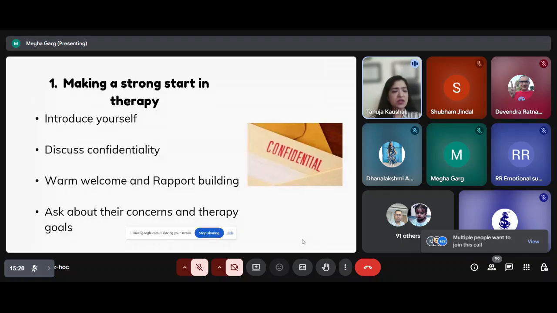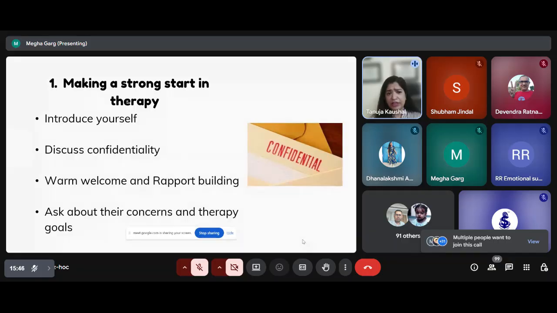So rapport is basically, if the client feels, I feel safe talking to you, you have a good rapport. So how do we do it? We use warm, soft body language. We show genuine interest and empathy. We listen more than we speak, especially in the initial sessions. Avoid judgment. Avoid rushing to fix things. Please allow your client to speak.